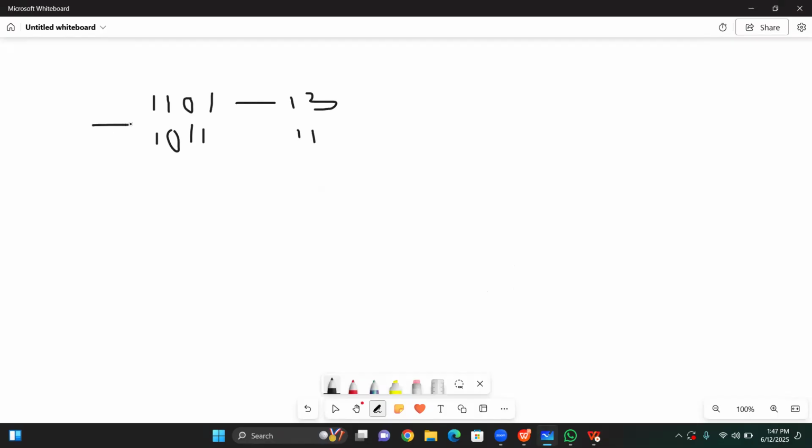So here we are doing addition. I'm going to add, and let me use another color to differentiate. Let me delete this. This is 0, 1. This is 0, 1. And this is 1, 1.